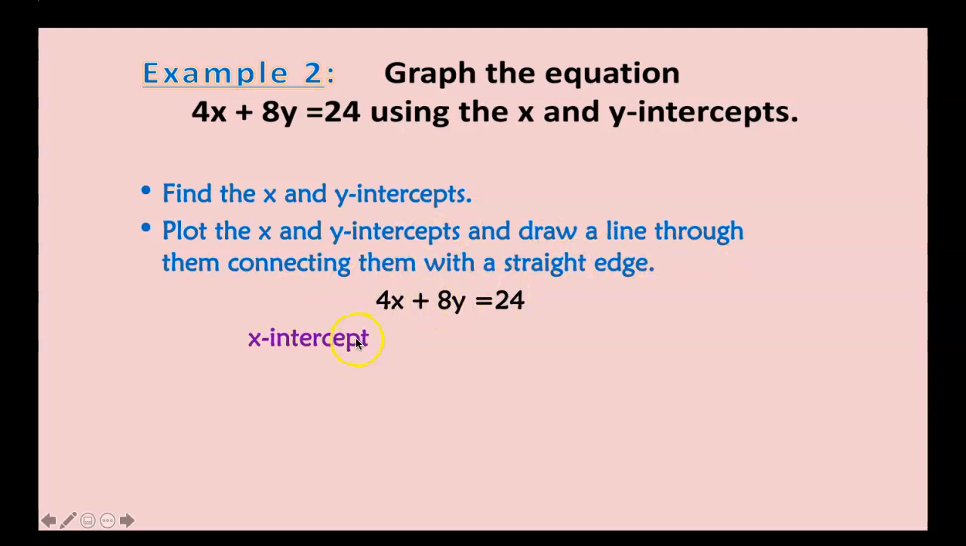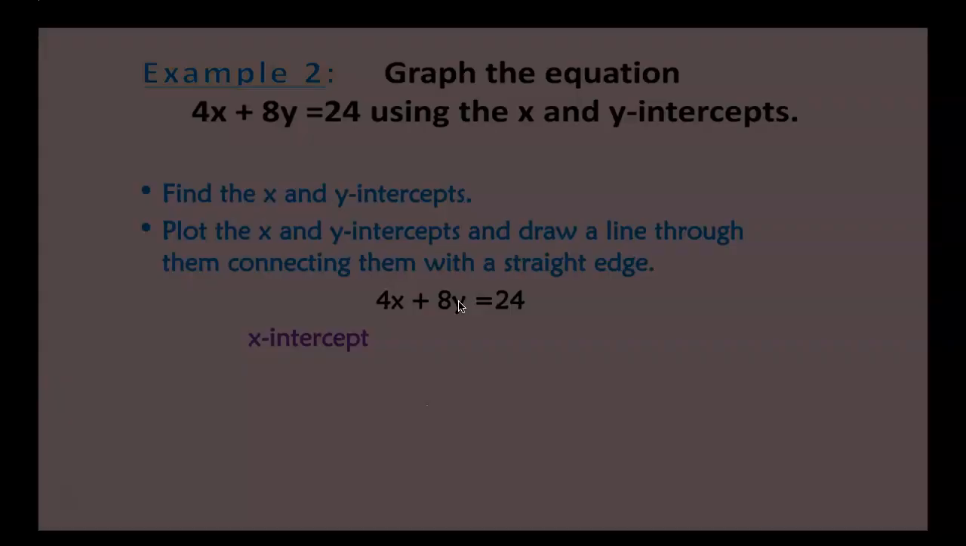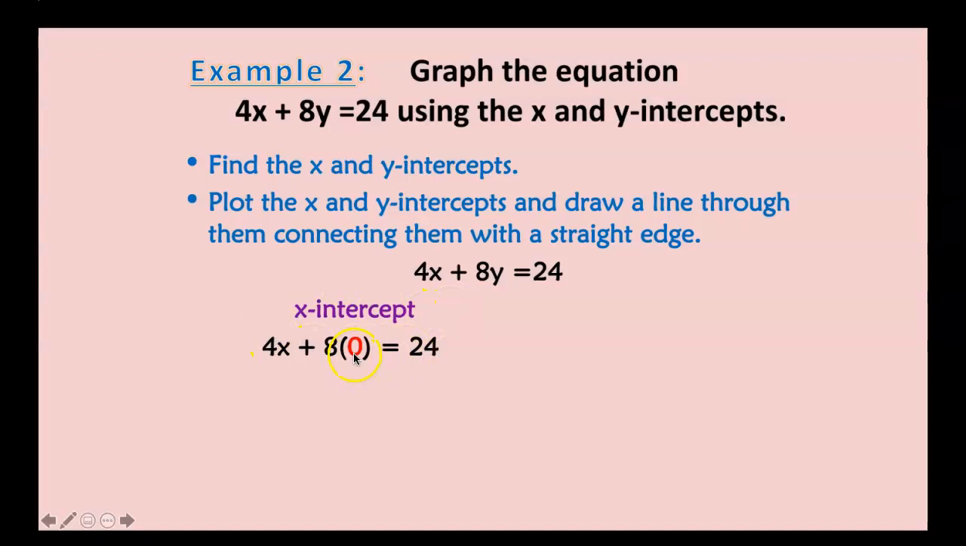Okay, so for x-intercept, again, I'm using purple. That means I am going to make y 0, and I'm going to put that there. I'm using, again, red to indicate the 0 value. So 8 times 0 is 0, so that will be gone. We will only have 4x equals 24. We divide both sides by 4, so 24 divided by 4 is 6.